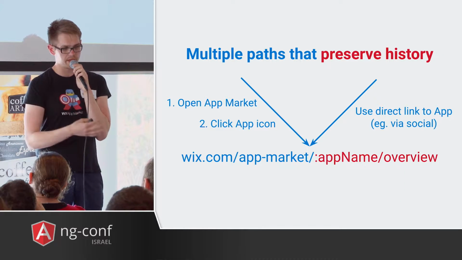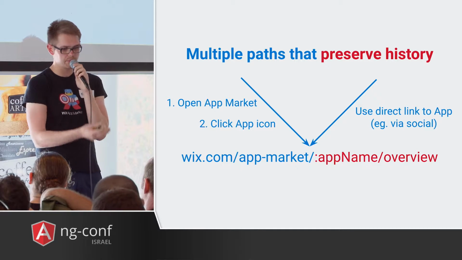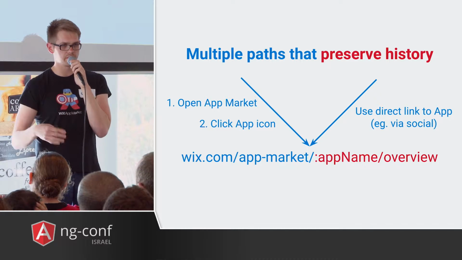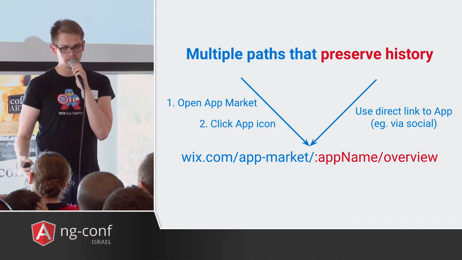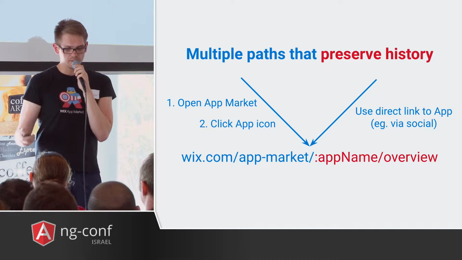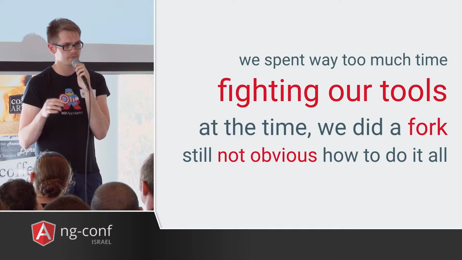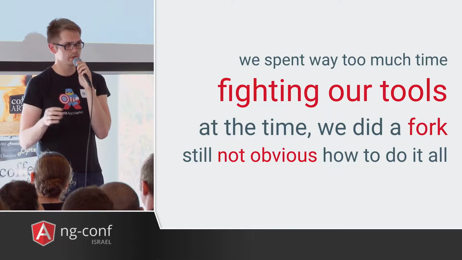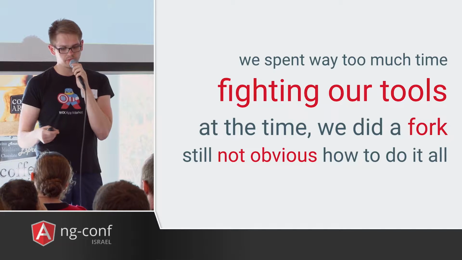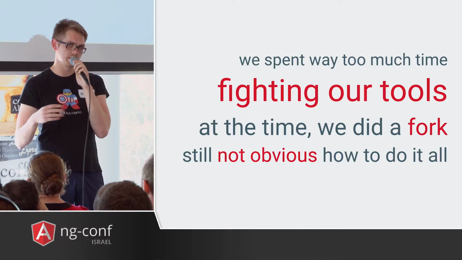You have two different paths to the same place. One is to open the app market and click the app icon, and another is to just go directly, for example. And they both have to preserve their own history and know where they came from, and that is really, really difficult to do in UI router as it is now. Now it's possible. At that time, it was so difficult that we actually had to do a fork to get it working in a convenient fashion for us. Even now, it's still not very obvious how to do it, and you have to go to the UI router extras project to get some stuff out of there and put it in.